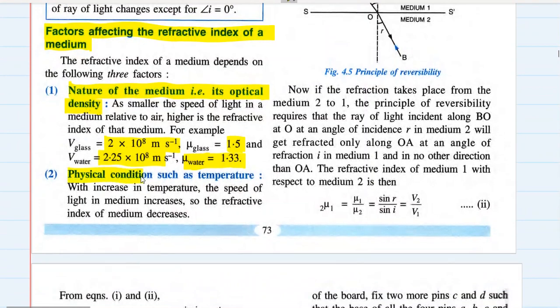Physical conditions such as temperature also affect the refractive index of the medium. With increase in temperature, the speed of light in the medium also increases, so the refractive index of the medium decreases. So if temperature increases, the speed of light in that medium increases and the refractive index decreases.